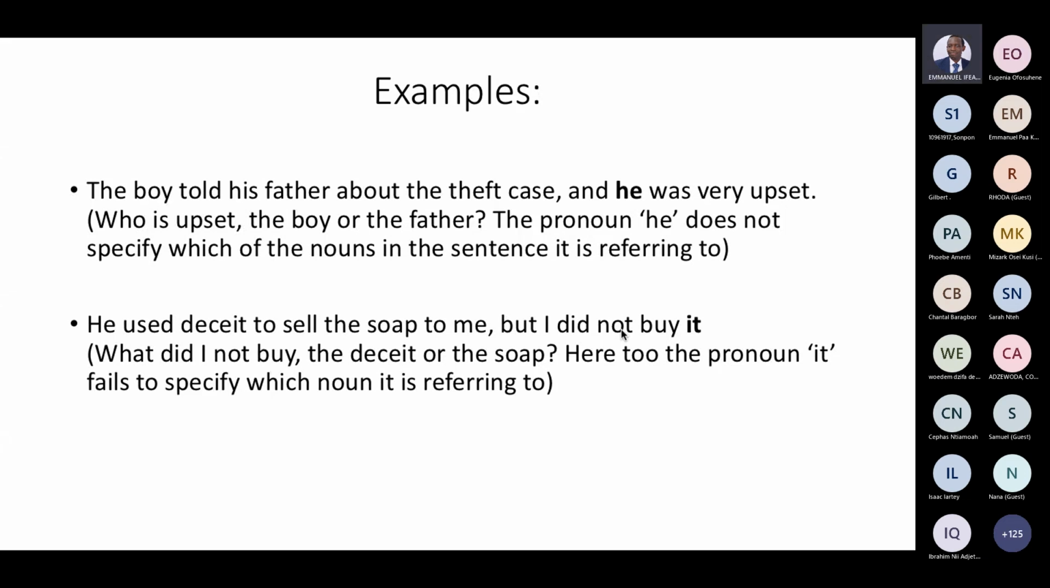He used the deceit to sell the soap to me, but I did not buy it. So what did I not buy? The deceit or the soap? So here too, the pronoun it fails to specify which noun it's referring to. And so that's what referential ambiguity is all about: ambiguity that arises from the use of pronouns and quantifiers.